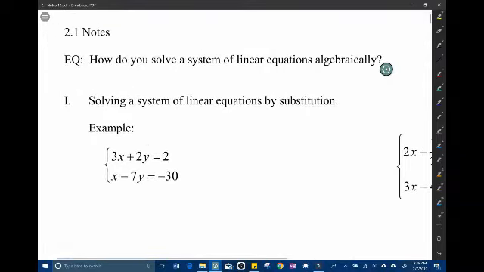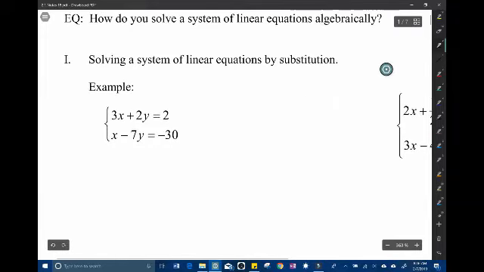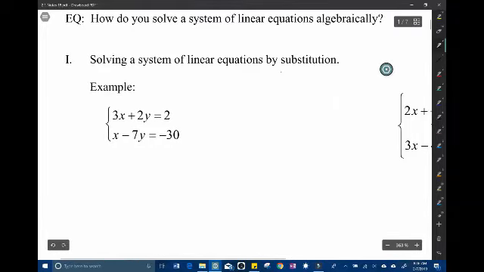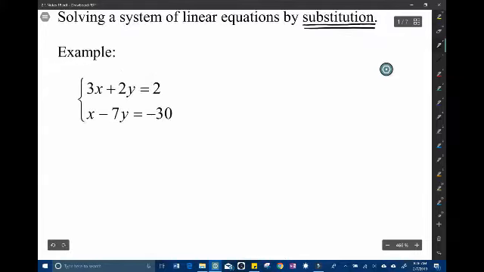Okay, so like I said, a lot of this class is what we used to do in Algebra 1 and 2, and it's back. So today, solving systems of linear equations algebraically. First things you need to remember, we have a few methods. We're going to look at substitution and elimination today. First example, right on into it.